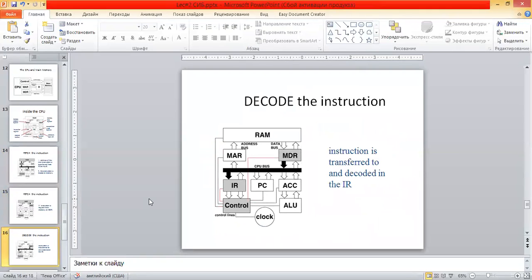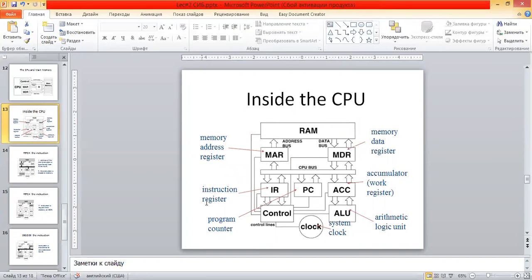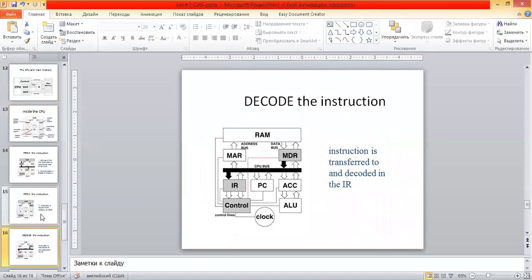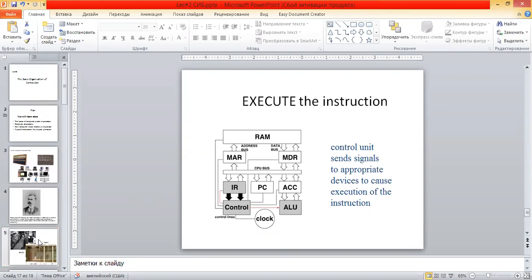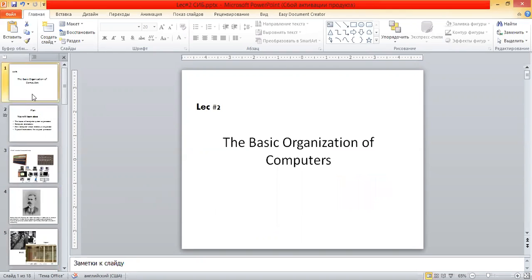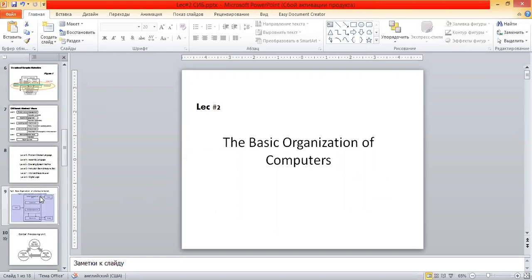Decode the instruction. The instruction is transferred to and decoded in the IR. IR is here, the instruction register. Execute the instruction. The control unit sends signals to the appropriate device to cause execution of the instruction. So that's all for today. The basic organization of computers.